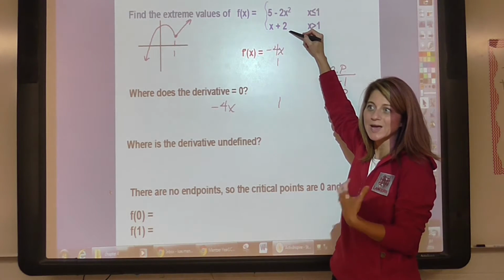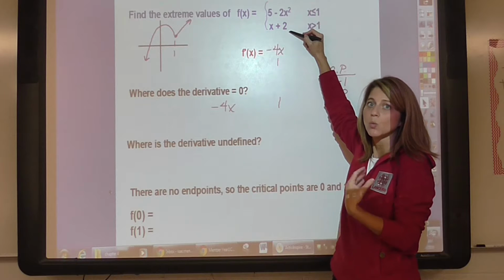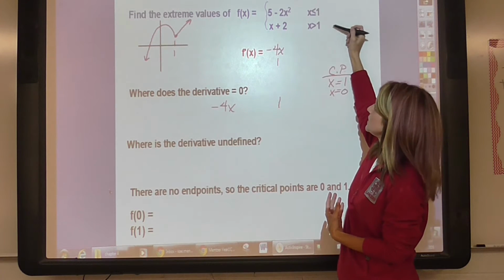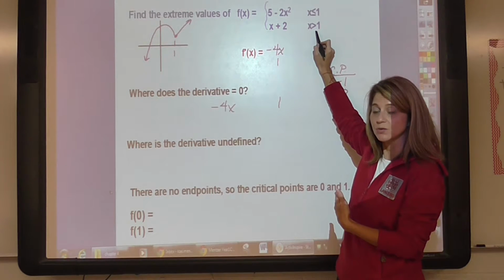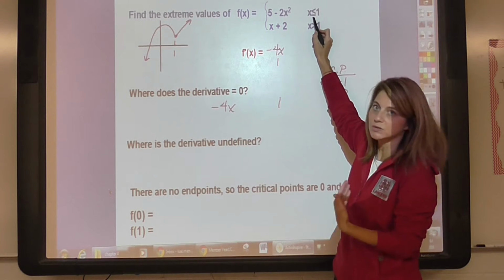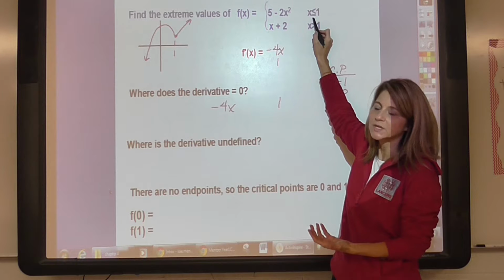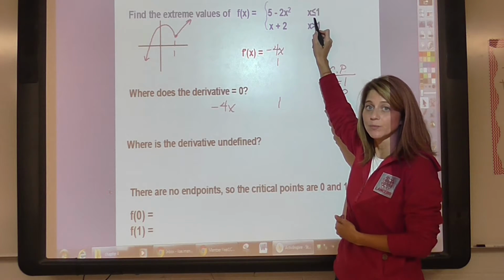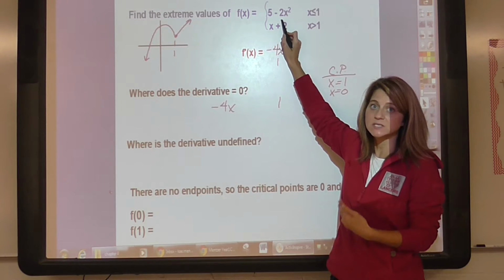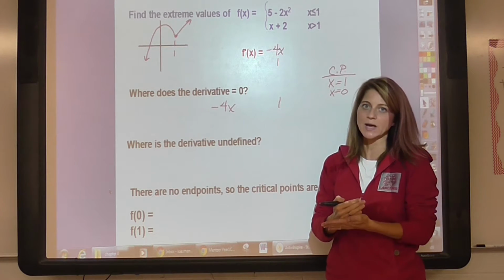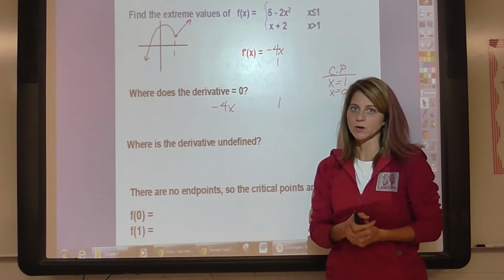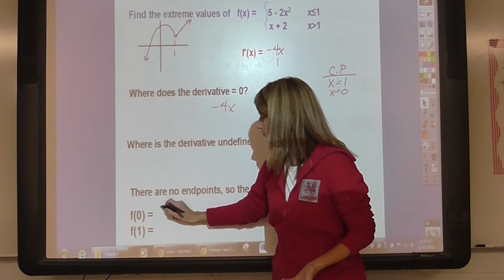We have to look at your x domain. Where does 0 fit? Does 0 fit into all x is greater than 1, or does 0 fit into less than or equal to 1? Since 0 fits in this domain, we're going to put it in this function. So I put 0 into the top function, 5 minus 2 times 0 squared, just getting a 5.